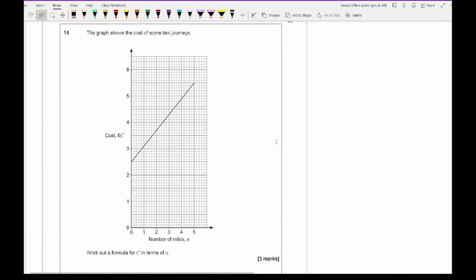Moving on to question 14, it says the graph shows the cost of some taxi journeys, and we need to work out the formula for C in terms of n. Basically what this question is asking is for the equation of the line. So to do this, what I need to do is first of all work out what the gradient is going to be. So I need to pick two distinct points, coordinates. I'm going to go for those two, and then work out the gradient and the height of that.